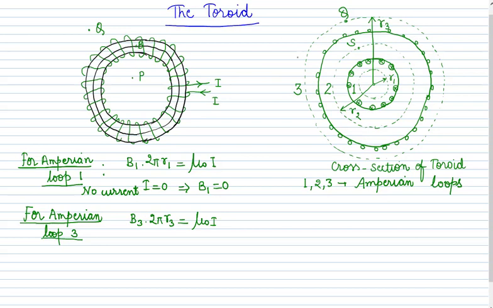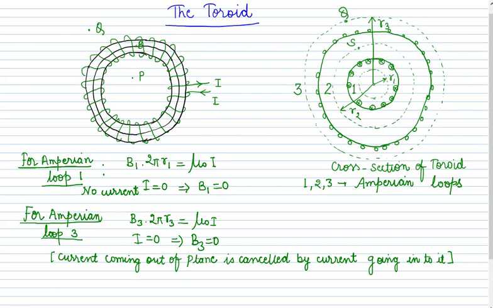For a loop, whatever is coming outward is similar to going inward, so these two cancel each other. Then the total current I is equal to 0. So since I is equal to 0, the magnetic field B3 is 0. And why is I 0? Because the current coming out of the plane is cancelled by the current going into it. So that is the reason for the third loop, in the exterior, we have the magnetic field as 0.